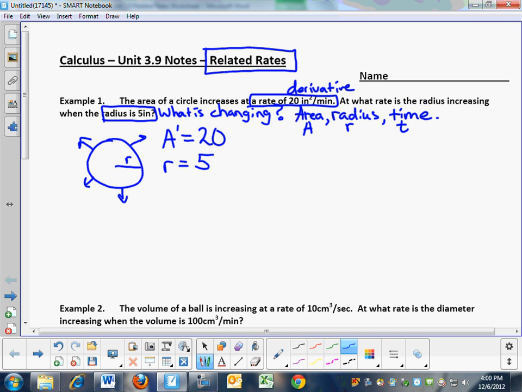And it says at what rate is the radius increasing. So what I'm really trying to find out is at what rate is the radius increasing. I'm looking for r prime. We know that we have a formula for the area of a circle, namely that area is equal to pi times r squared.